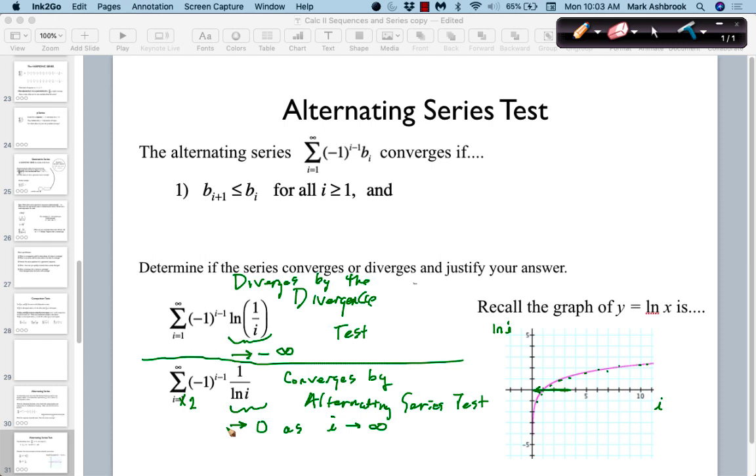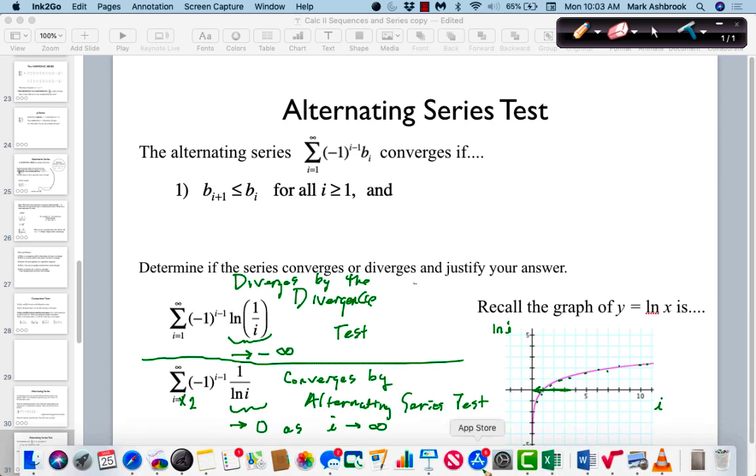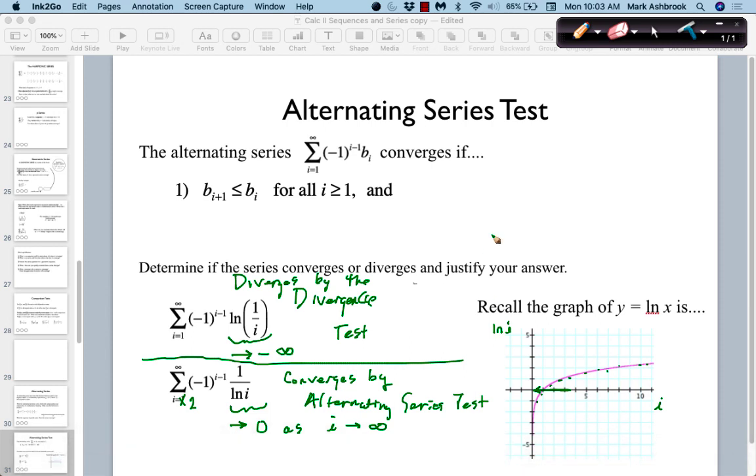Okay, questions about that? Does that make sense? So again, the alternating series test only tells you convergence if the requirements are met. You can never conclude divergence. If the requirements aren't met, then you just use something else. And again, a big reminder here: if the sequence doesn't go to 0, game over. The series diverges, and that was the first one.